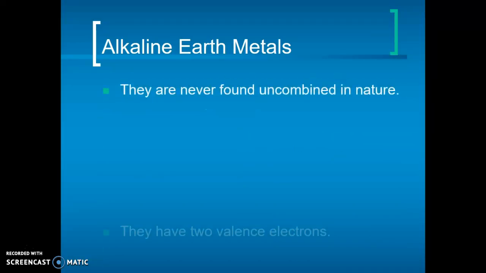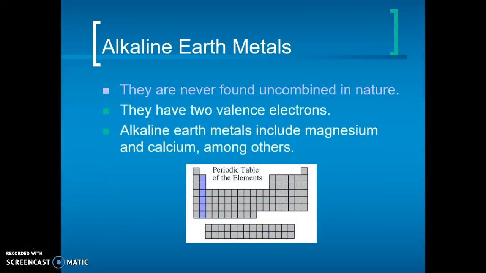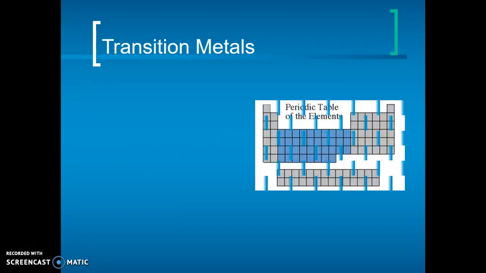Okay. Alkaline earth metals, on the other hand, are generally never found uncombined in nature. Well, that means that when we see them in nature, they're always in some kind of ionic form. So they have 2 valence electrons, magnesium, calcium, etc. But again, relatively soft. You think about calcium, you think about magnesium, they're relatively soft metals.